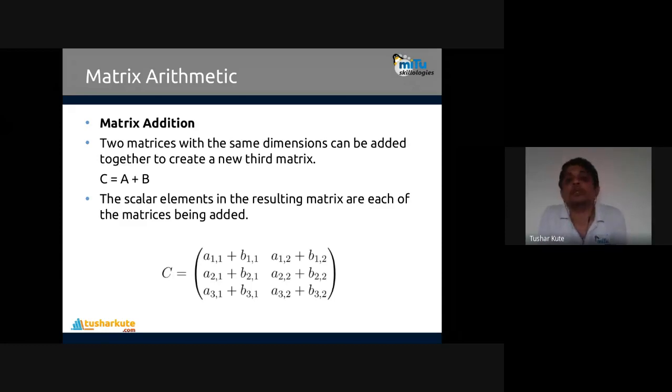Let's continue with matrix arithmetic operations now. The matrix operations that we will see are very commonly used. When you start deep learning, we require these operations most of the time. First, matrix addition. Just as we commonly use addition in mathematics, the same operations are possible here. Two matrices with the same dimensions can be added together to create a new third matrix. So C is equal to A plus B. Each scalar element in the resulting matrix is the sum of the corresponding elements of the matrices being added: A11 plus B11, A12 plus B12. Same-location elements are added. We know that idea.